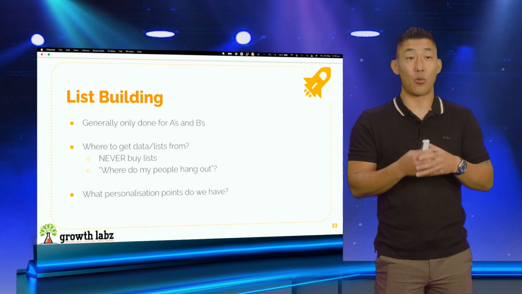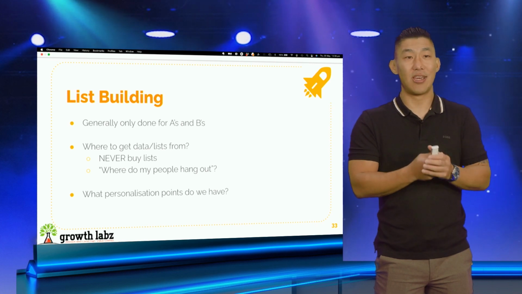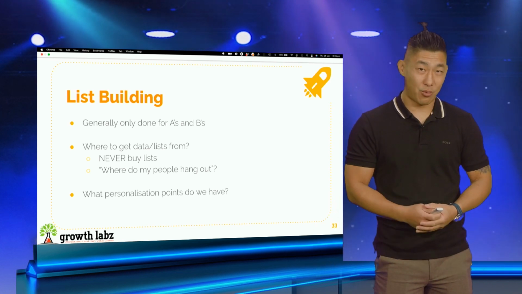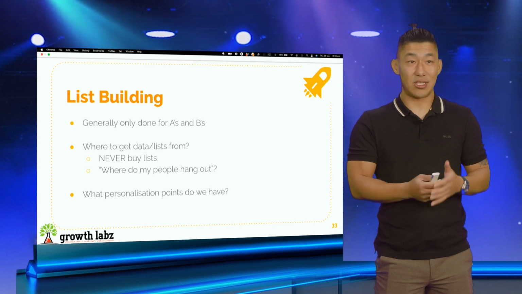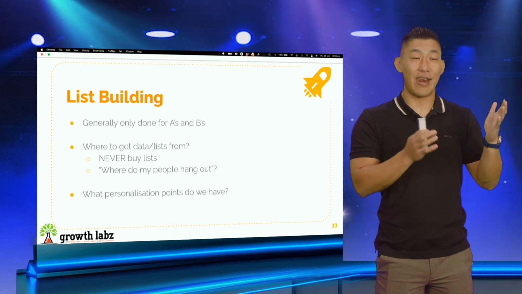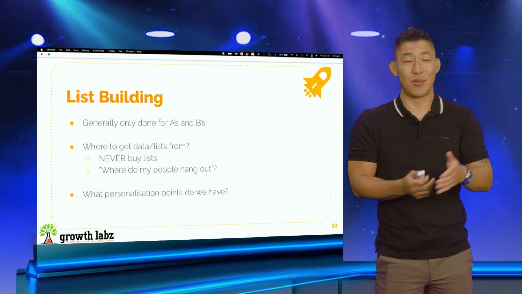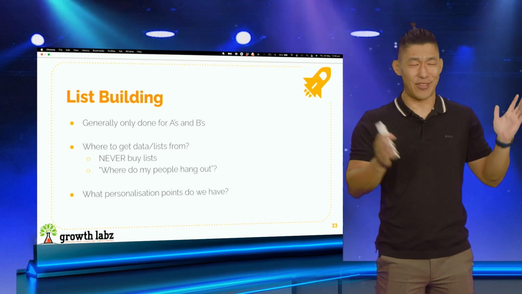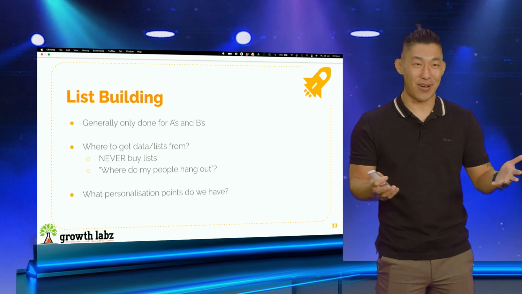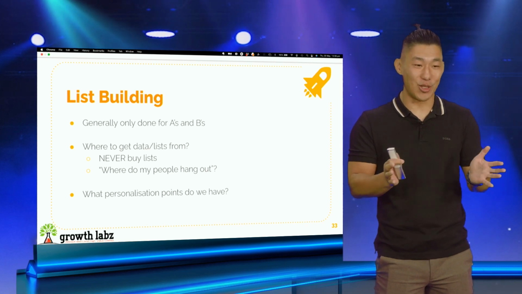I will also say that we never buy lists from any sources. Personally, I think I've spent probably about $20,000 testing lists that we've bought, and it's always been rubbish. So if you're going to do that, save yourself the money, go to Star City, I think that's what it is, put it all on red, and you'll probably get better outcomes than buying lists. So just don't do it.